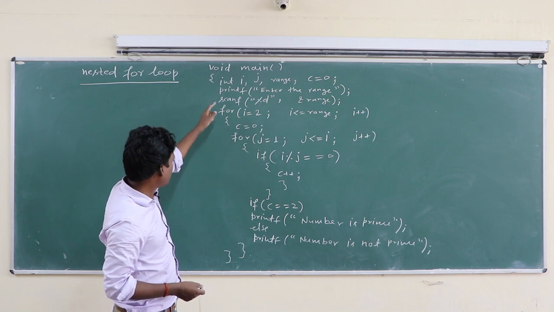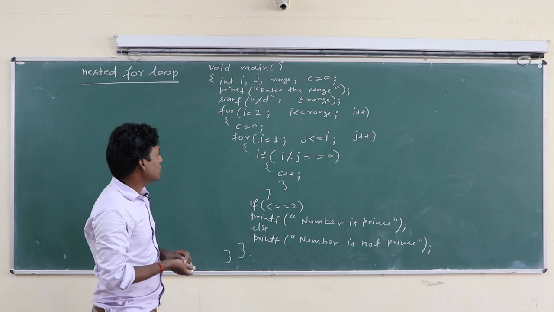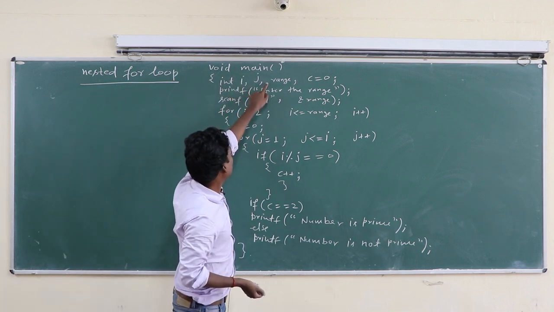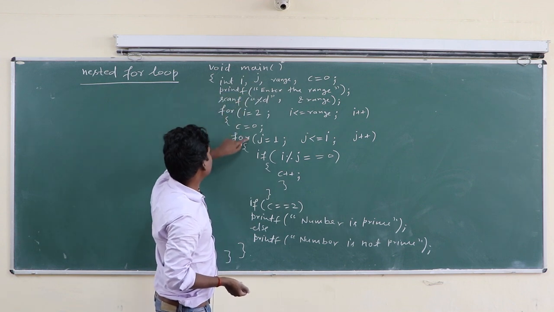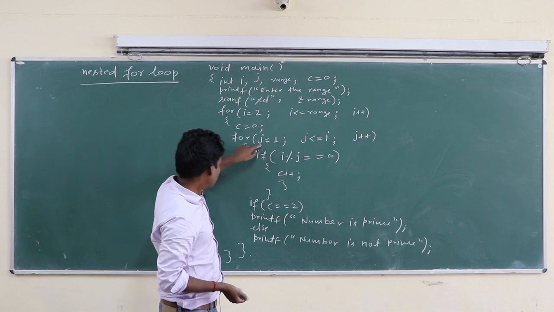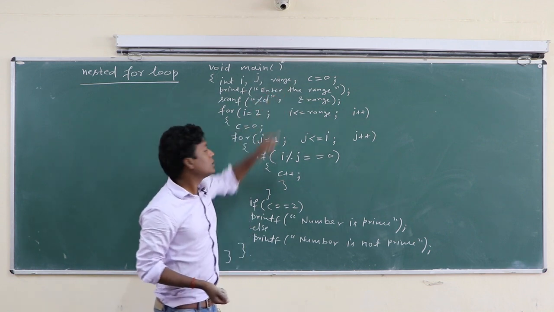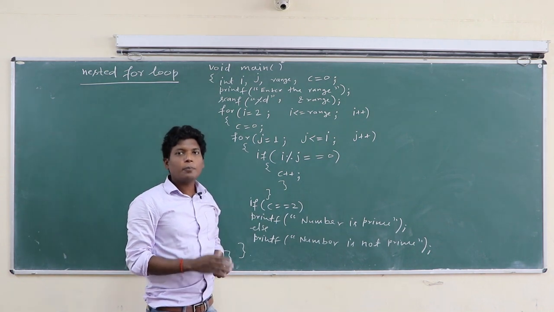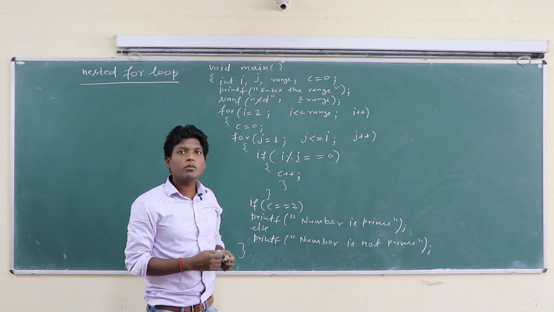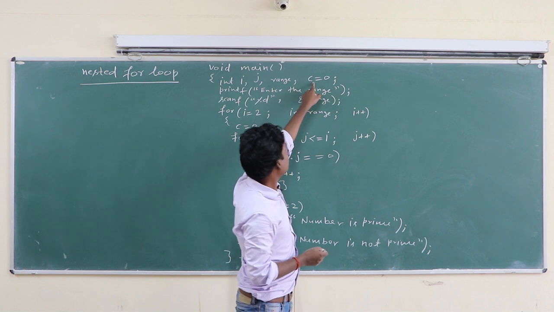So this program is to check all prime numbers between a given range. Program execution starts with main. The variable i is for the outer loop, and the variable j is used in the inner loop. The range variable signifies up to where we have to check the prime numbers. And c is a divisor.